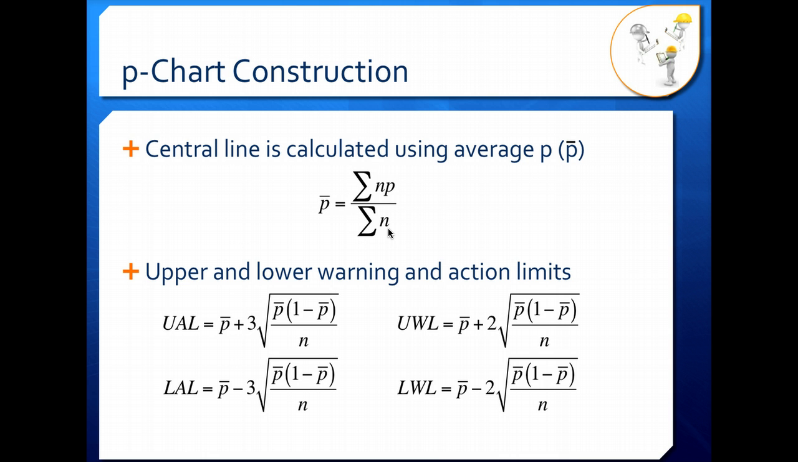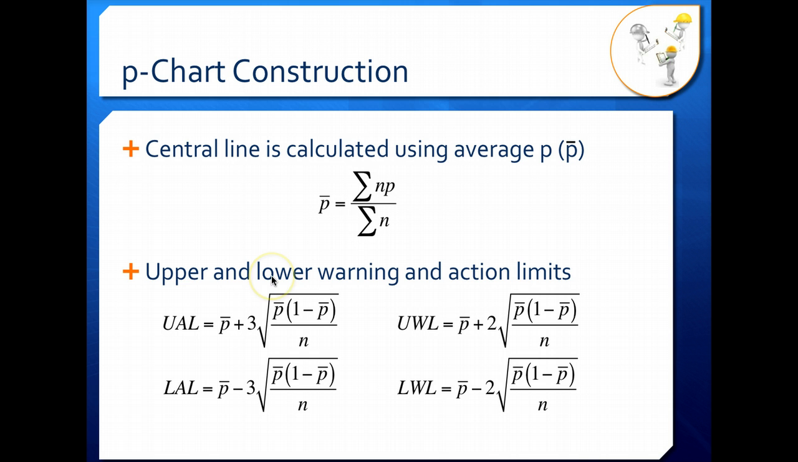But wait a minute, I just said that we're looking at the fraction nonconforming instead of the count of nonconforming. And this is true. Even though in the numerator here, after you multiply N and P together for each subgroup, you have a number of nonconforming, you're dividing it by the total number of samples you have in all of your subgroups. So this will actually give you a fraction nonconforming. If you end up with something greater than 1 for P bar, check your math because something went wrong in that calculation.